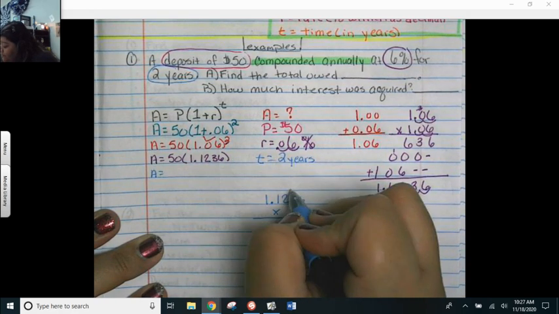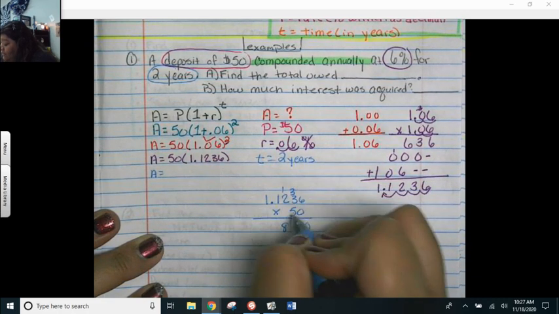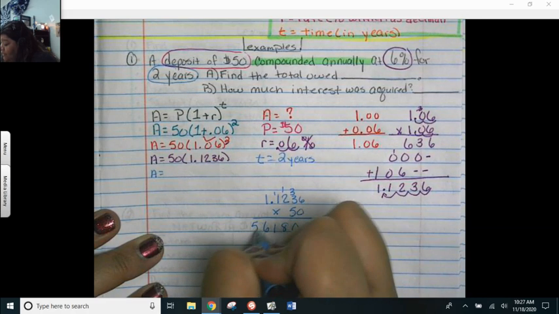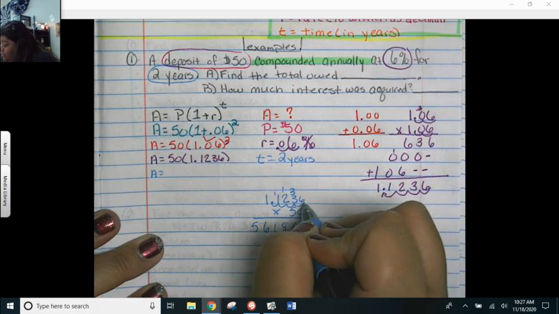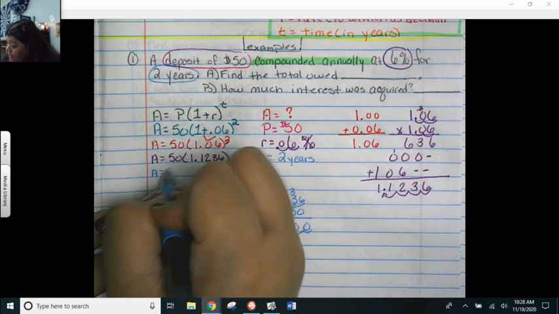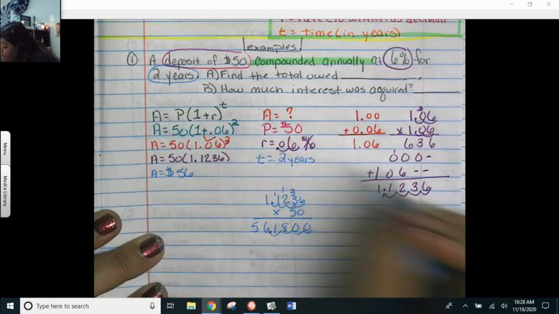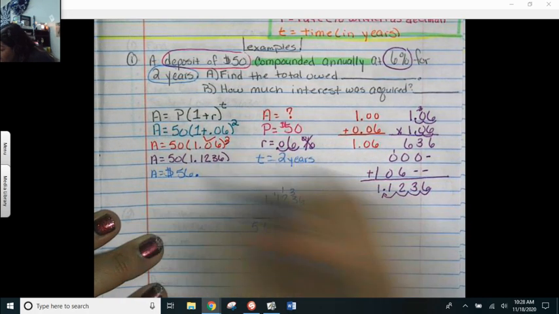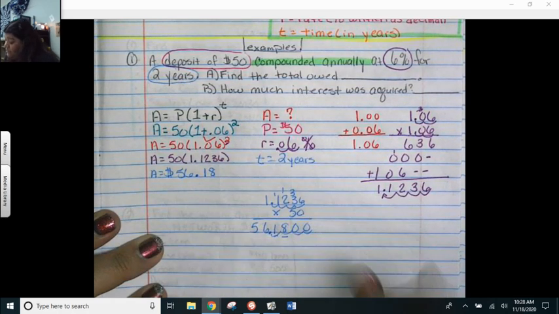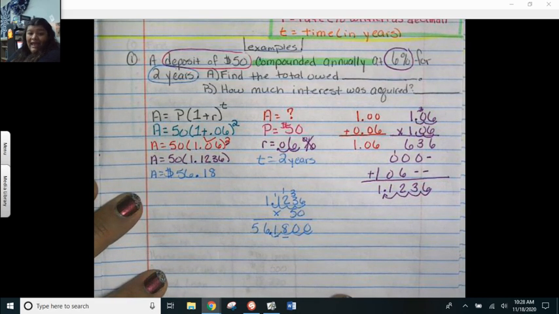5 times 6 is 30. 5 times 3 is 15 plus 3. 5 times 2 is 10 plus 1. 5 times 1 is 5 plus 1. And 5 times 1 is 5. And we have 1, 2, 3, 4. And now my A, remember A is always going to be in money. So let's talk money. My dollars is $56. And decimal, 2 decimal place, perfect, 18 cents. I don't have to round anything because a 0 was in the next one. So A equals 56.18. Do you remember what A is?